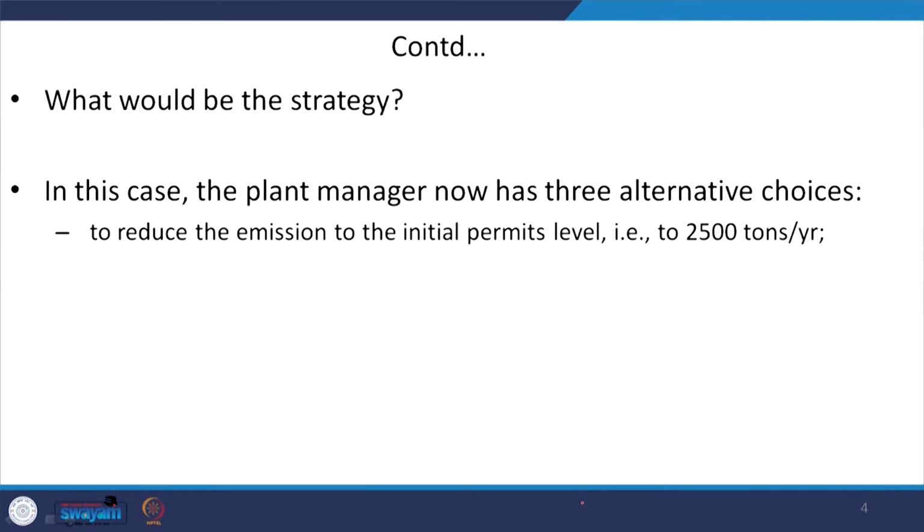Let's see. The power plant is right now producing 5000 tons of emissions per year, and the government has permitted up to 2500 tons of emissions per year. In this context, the manager would have some alternative choices. The first can be that the manager would think to reduce the emissions to the initial permit level, that is 2500 tons per year. That means simply reducing from 5000 tons of emissions to 2500 tons of emissions per year. So this is the first option: reduce the emission to the permitted level.